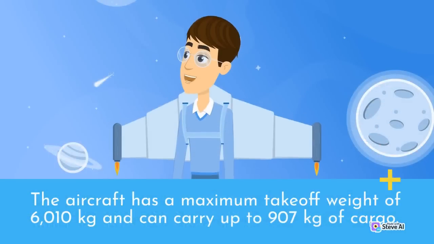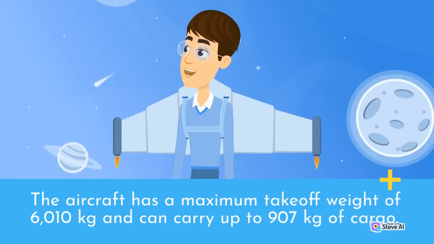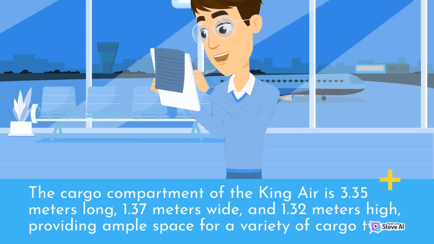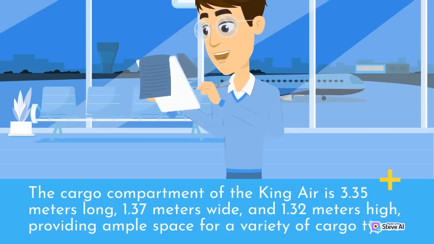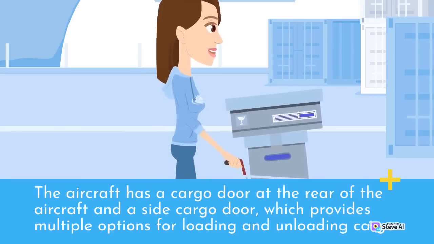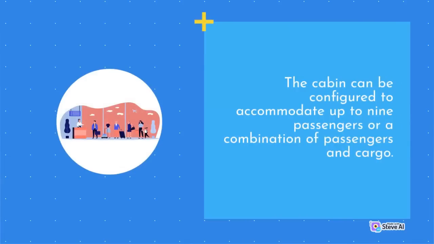The aircraft has a maximum takeoff weight of 6,010 kilograms and can carry up to 907 kilograms of cargo. The cargo compartment of the King Air is 3.35 meters long, 1.37 meters wide, and 1.32 meters high, providing ample space for a variety of cargo types. The aircraft has a cargo door at the rear and a side cargo door, which provides multiple options for loading and unloading cargo. The cabin can be configured to accommodate up to 9 passengers or a combination of passengers and cargo.